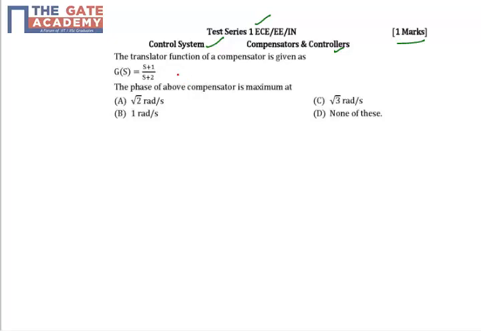In the problem we have the transfer function of a compensator given to you, and the question says that the phase of the above compensator is maximum at. So you need to find the frequency for which the phase is maximum, right?